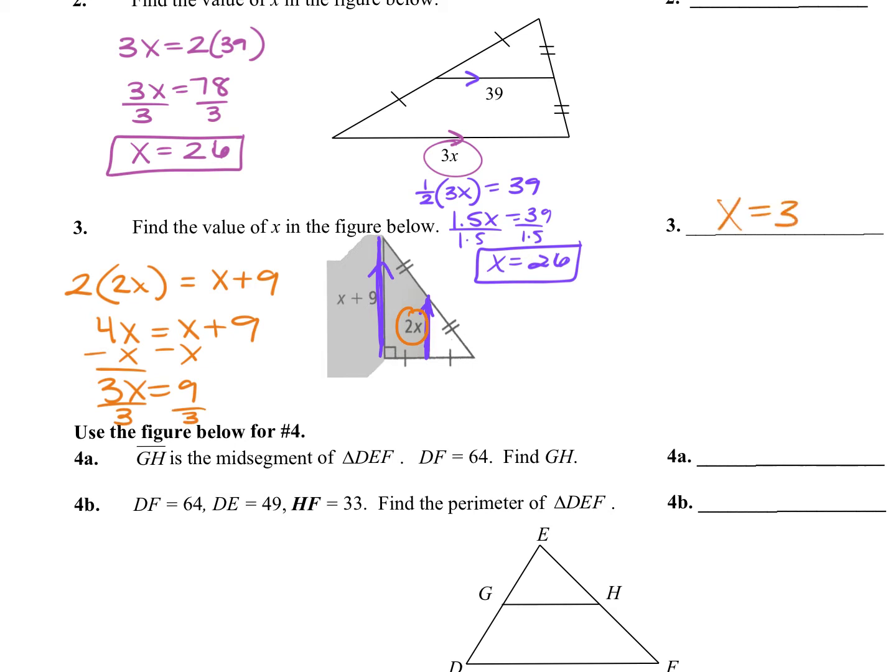Okay? How could you check that? That answer makes sense. Plug it back in, right? If we put a 3 here, then this side is 12. If we put a 3 here, this side is 6. Does it make sense for that to be 6 when that is 12? Yeah, it's half, right? That's what we're looking for.